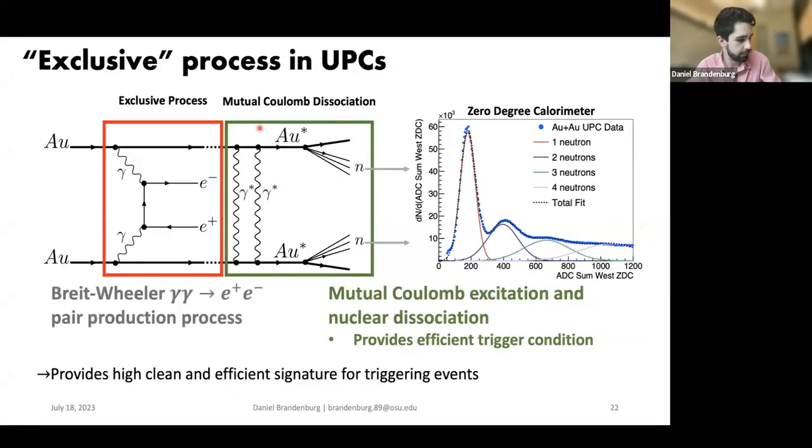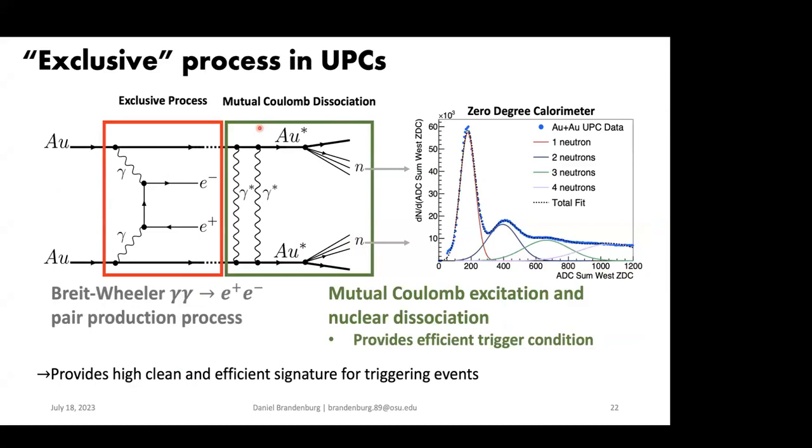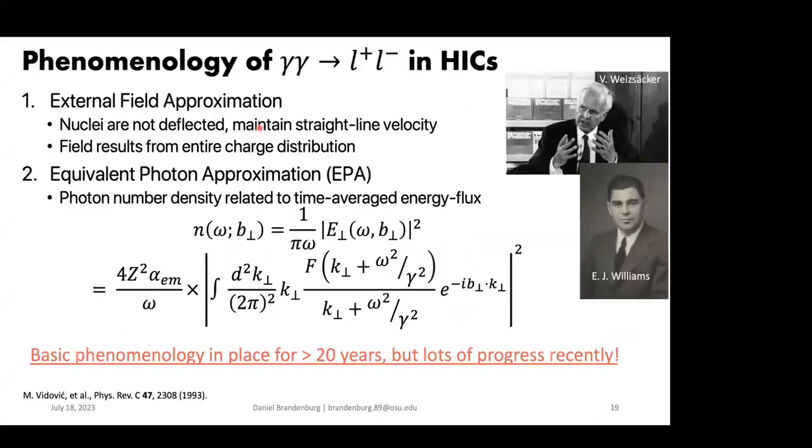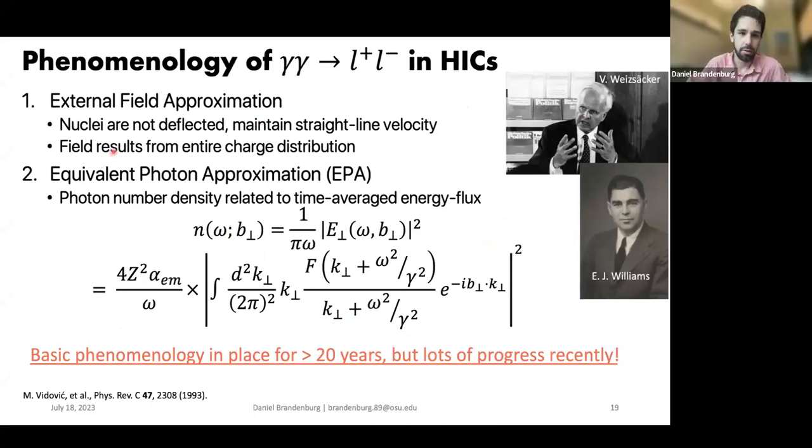Good. Are there other questions? Yes, one more. Okay. Can you please explain again what the second point in the external field approximation means? The second bullet here? Yes, that one.